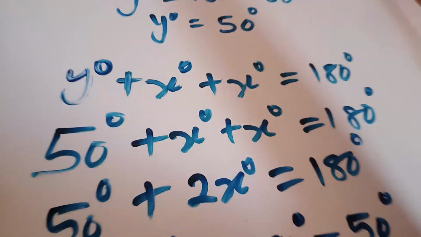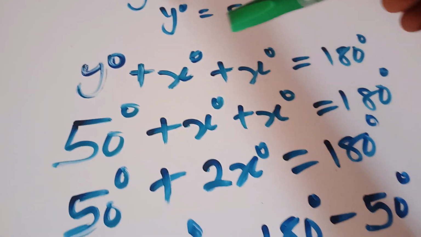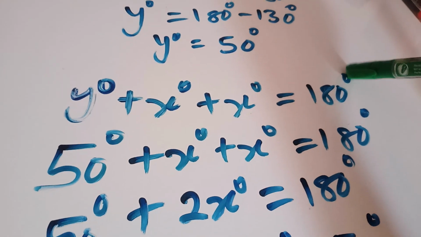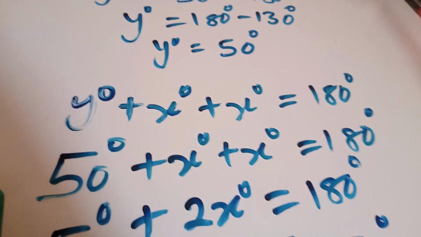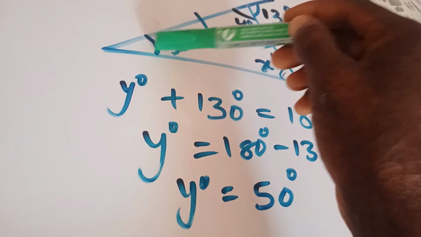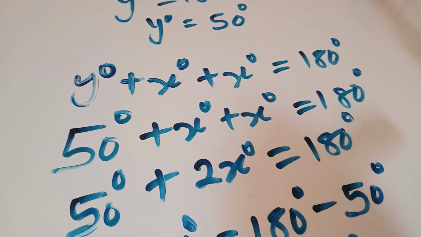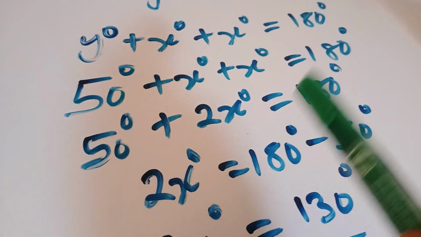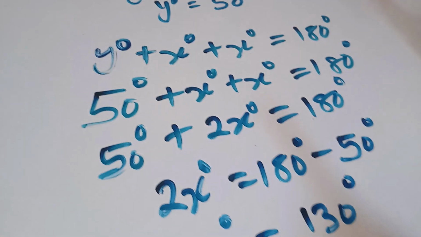that is, this angle and this angle are equal. So with that, we can easily use the principle of triangle by saying the summation of the angles in a triangle is equal to 180. So now I have y degree plus x degree plus x degree equal to 180 degree. We are able to get the value of y to be 50. So we are adding this and this to be equal to 180. So now I have 50 degree plus x degree plus x degree is 180. 50 degree plus 2x degree is equal to 180, because x degree plus x degree is 2x degree.